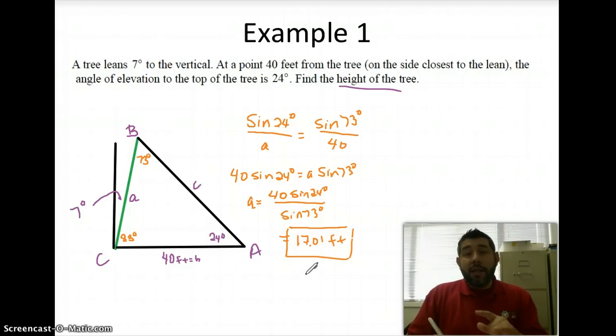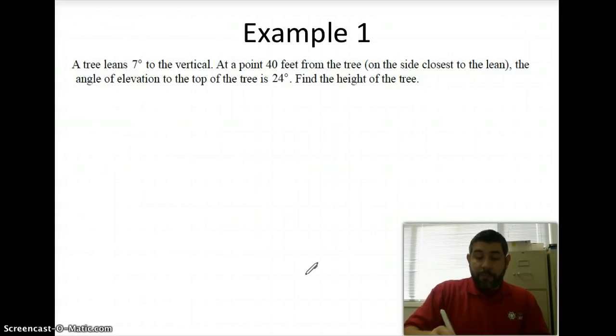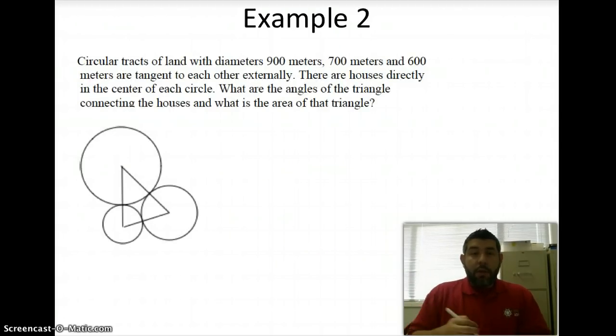Again, it's really, really important that you draw the triangle. So let's take a look at another example. Go ahead and take a moment to read this. You might want to pause it just to read the example.